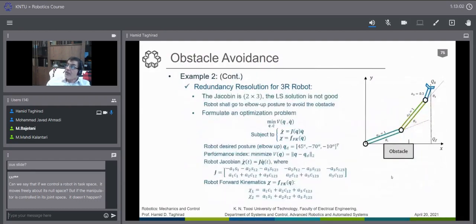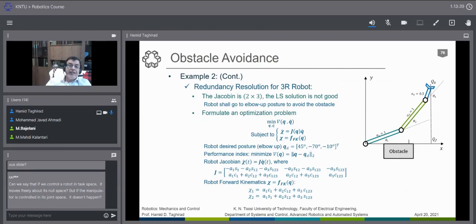So we try to make it an elbow up posture. The robot shall go to an elbow up posture to avoid the obstacle. And because this is an optimization routine, we give that QD should be somehow elbow up. Elbow up means that the angles of these two joints should be negative. If this is 45 degrees, this should be minus 70 degrees or minus 10 degrees. It is not very important. These are not very accurate, but the minus is important. If QD is positive, this is positive, this gives you negative.